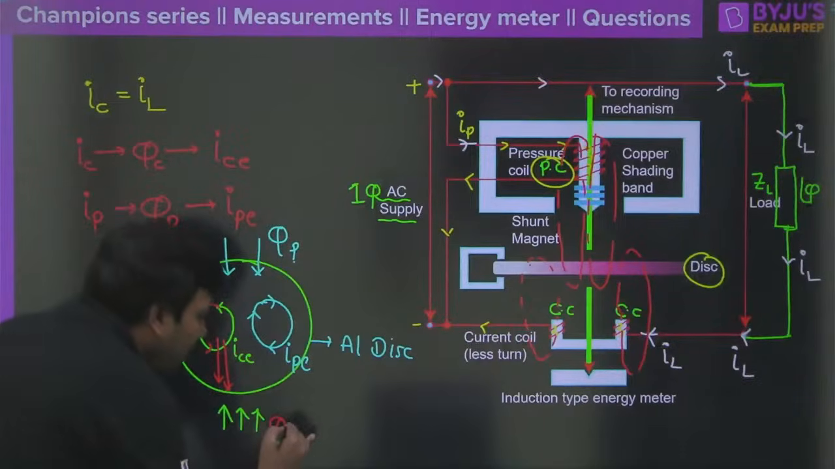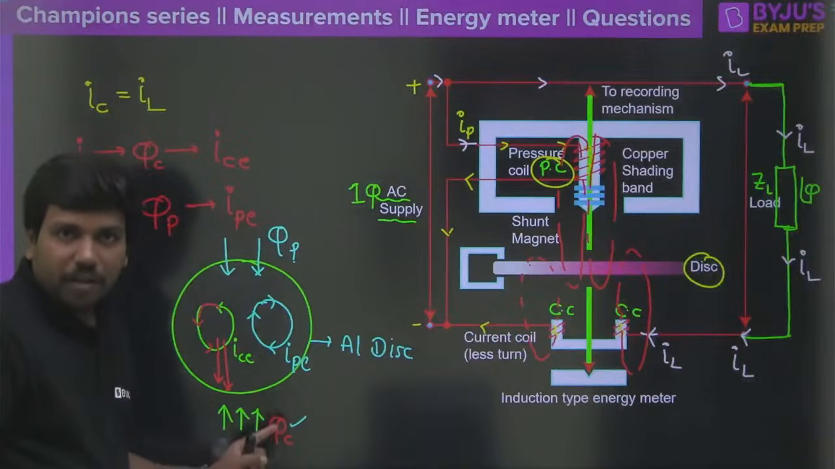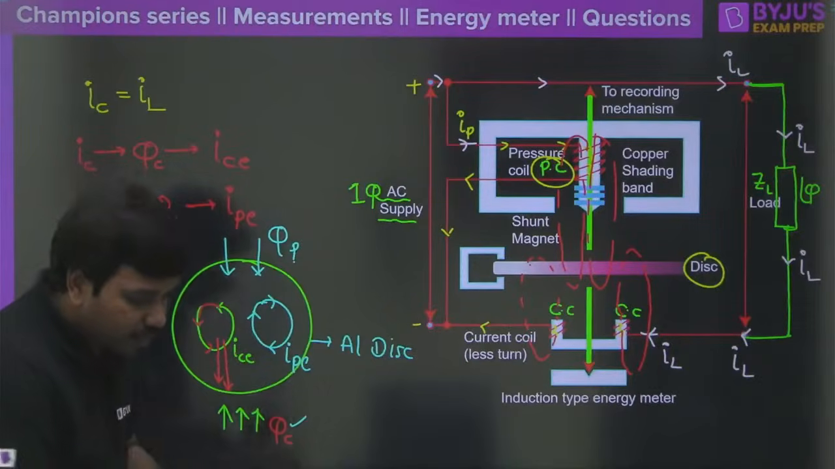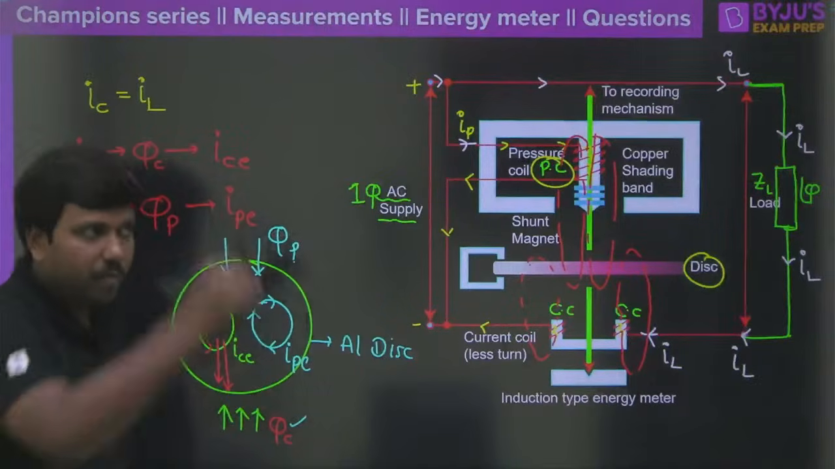So the flux which is created by the current coil is coming from the bottom. Clear? It is coming from the bottom.